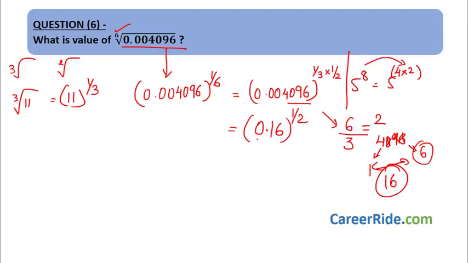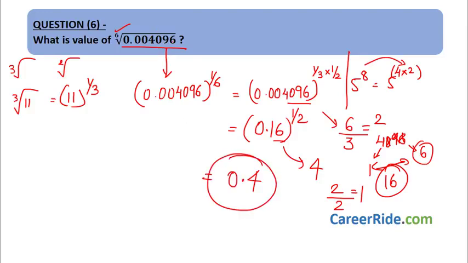Again, forget the decimal point, forget the zeros, consider 16. What is the square root of 16? 4, because 4 squared is 16. So the answer is 4. Again, how many decimal places are here? After the decimal point, there are 2 decimal places, 1 and 6. Since we want the square root, we divide by 2 and we get 1. So the answer comes out to be 1 decimal place, so that would be 0.4. So the answer of this is 0.4.